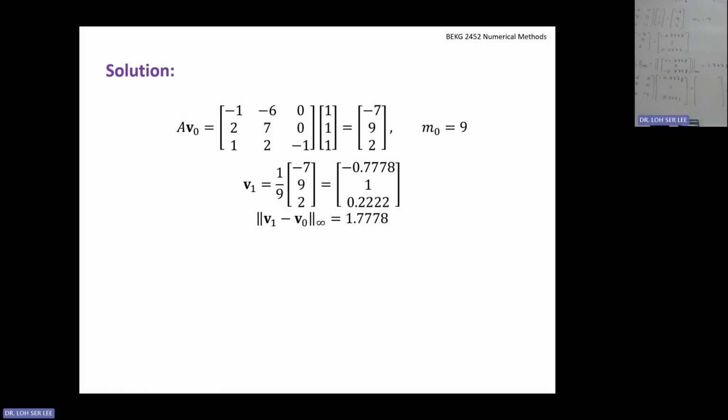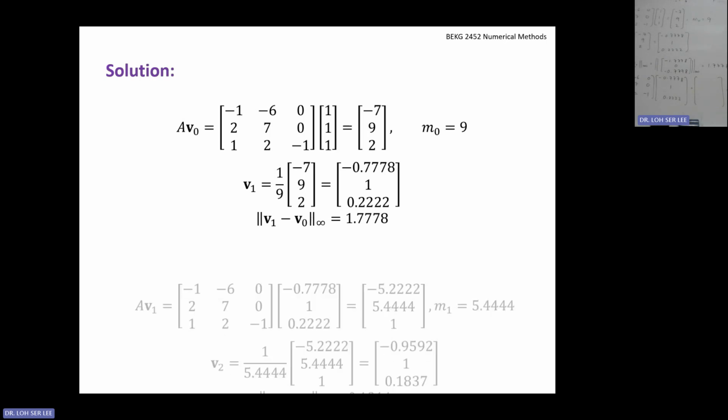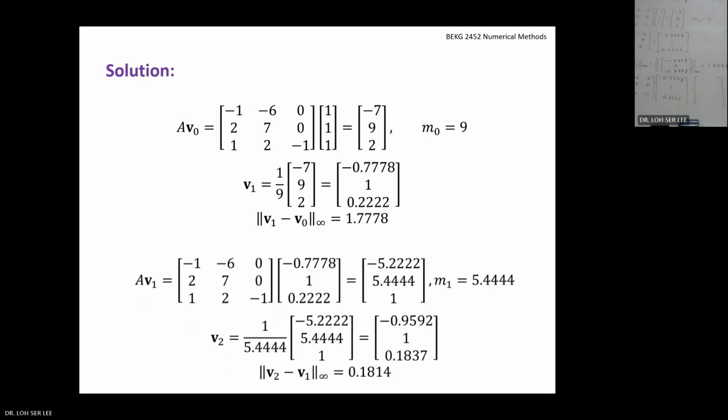I show the solution on the screen. Okay, so this is the first iteration. So have you done the second iteration? Yes. Check your figures. Okay, then proceed to AV2.